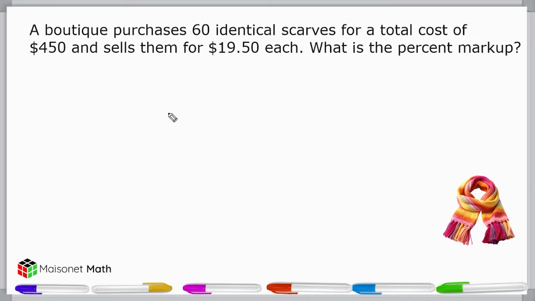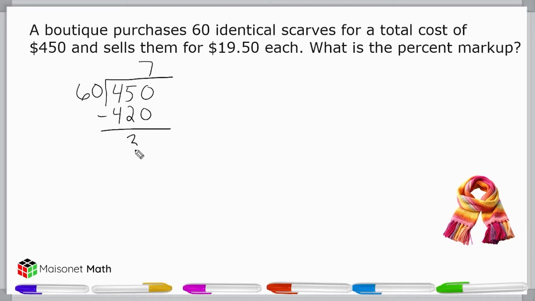All right, so we have this store or this boutique that purchases 60 scarves. And the price that the boutique pays to stock their store with these 60 scarves is $450. And then they turn around and sell each one for $19.50. So what I'm going to do is I'm going to take this $450 and divide it by the 60 scarves to see how much the store purchased each scarf for, and then compare it to how much they sold them for. All right, so we can divide 60 into here 7 times, which is 420.